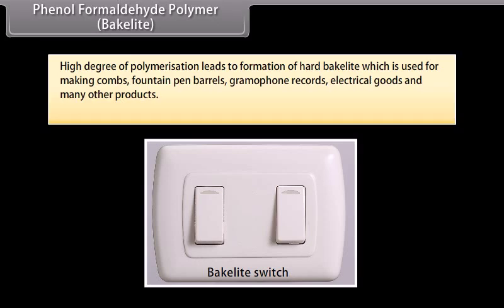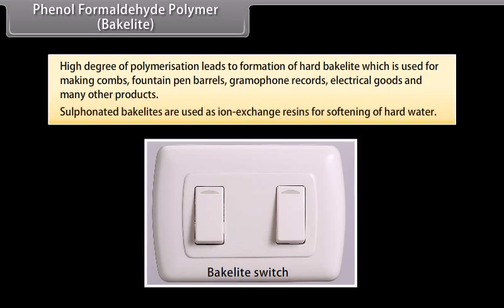High degree of polymerization leads to formation of hard bakelite, which is used for making combs, fountain pen barrels, gramophone records, electrical goods, and many other products. Sulfonated bakelites are used as ion exchange resins for softening of hard water.